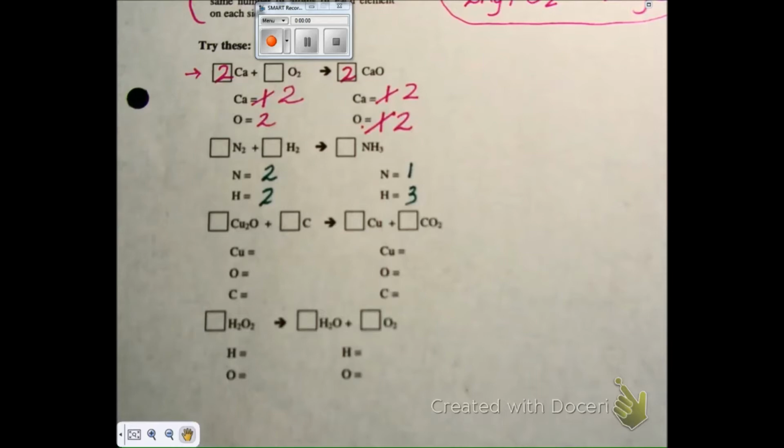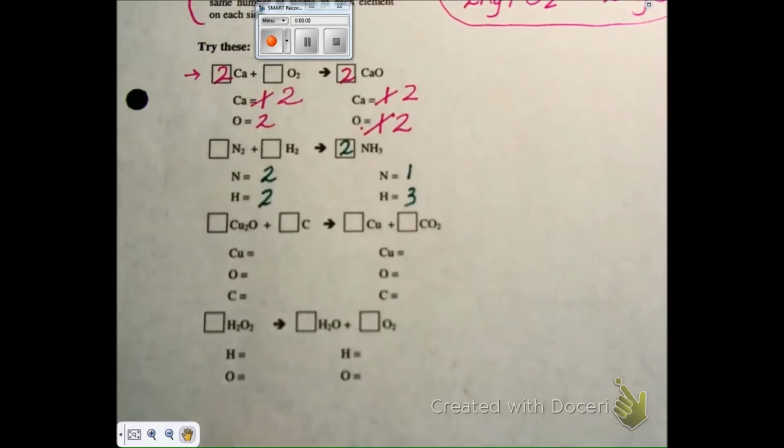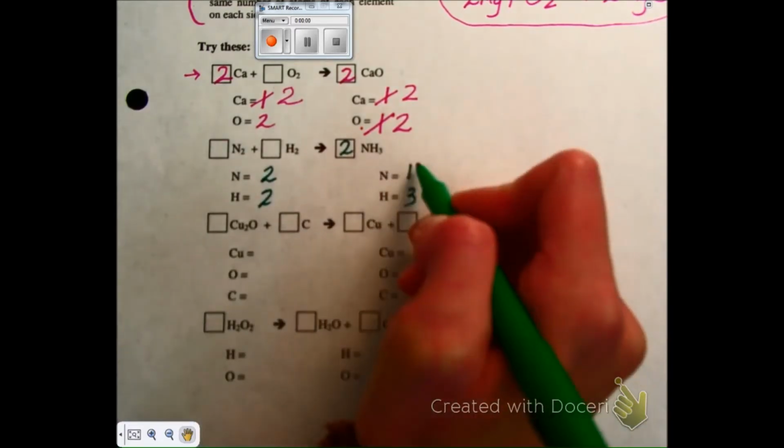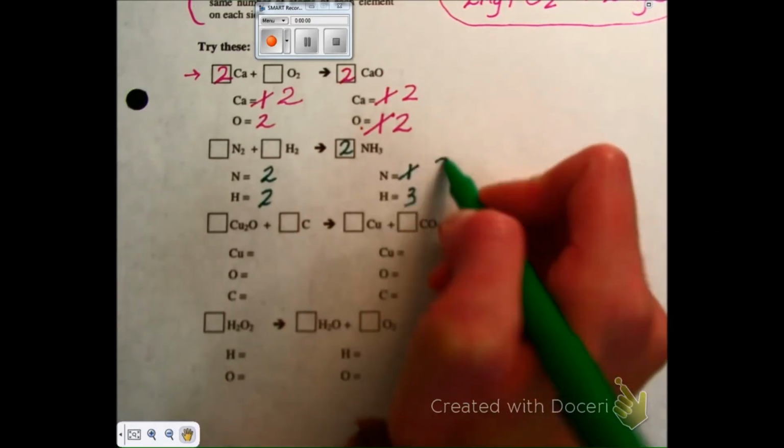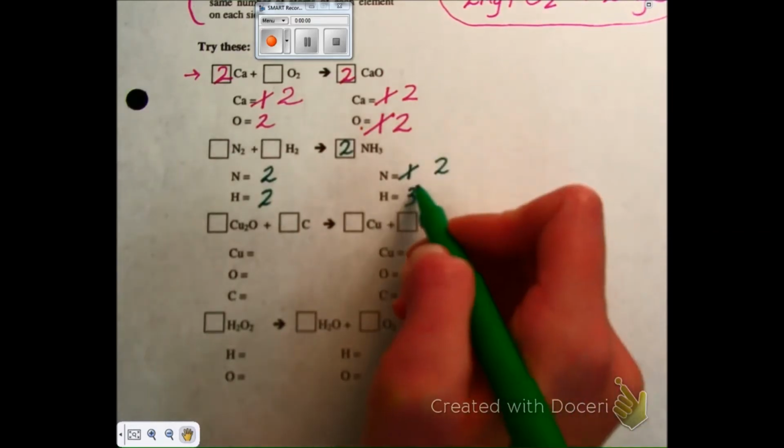So why did you choose to put a coefficient of 2 right there? Because it would make the hydrogen 6. Okay. And we had just discussed how that is the lowest common denominator we're looking for. Okay? I cut you off there. Were you going to add anything else? Okay. Sorry. All right, so we've added a coefficient. Let's recount. How many nitrogen do I now have? 2. Good. And how many hydrogen?